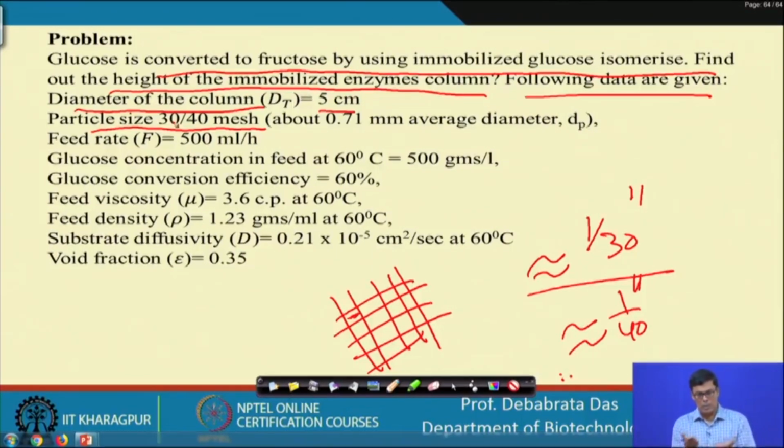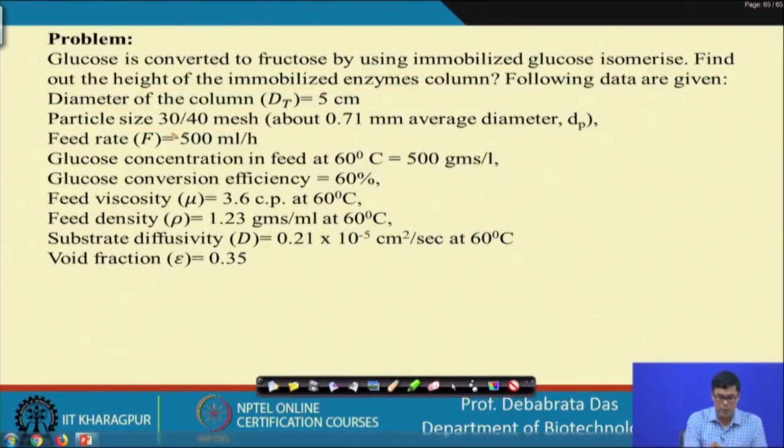So in a sieving plate, if the particle passes through 30 and is retained by 40, we call it 30 by 40. If it passes 40 and is retained by 50, we call it 40 by 50. So it is like this. Here it is given as 40 by 50 mesh, and then the feed rate is 500 milliliter per hour.